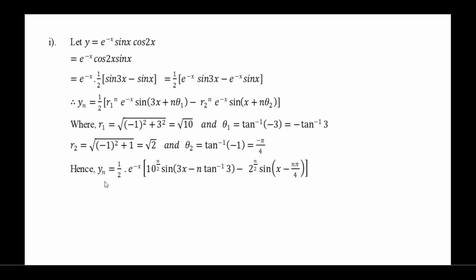On simplification we get yn is equal to 1 by 2 e power minus x, 10 to the power of n by 2 sin of 3x minus n into tan inverse of 3, minus 2 to the power of n by 2 sin of x minus n pi by 4.